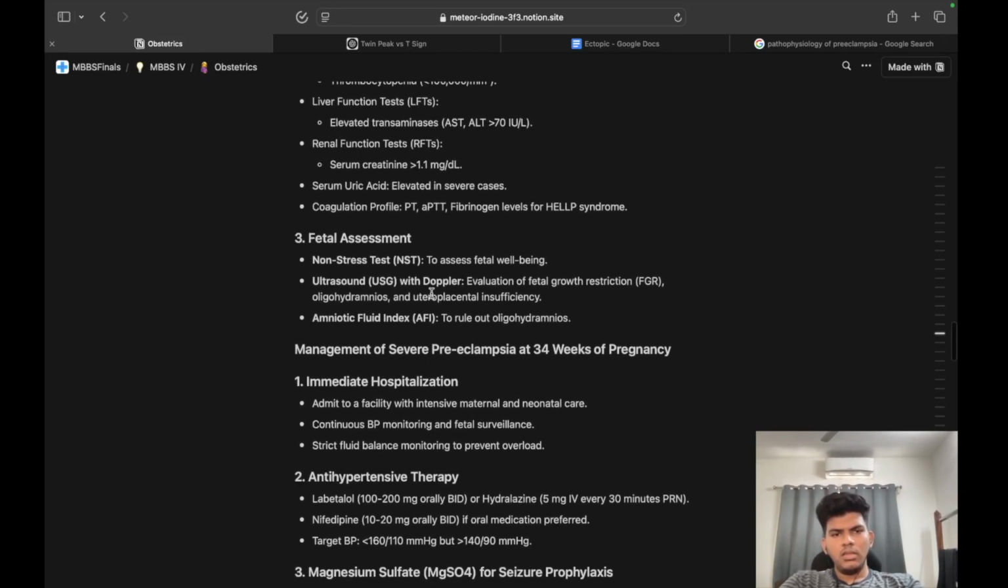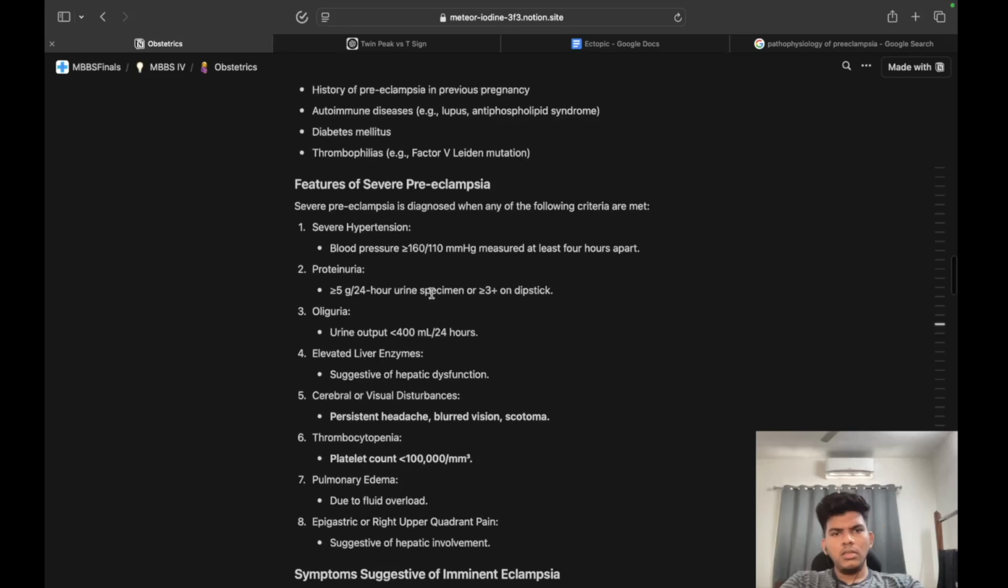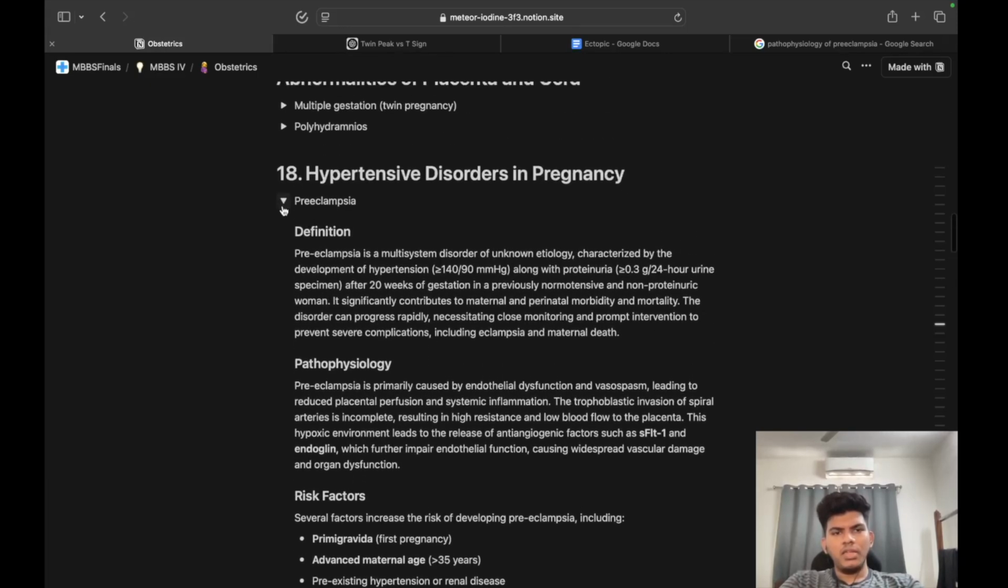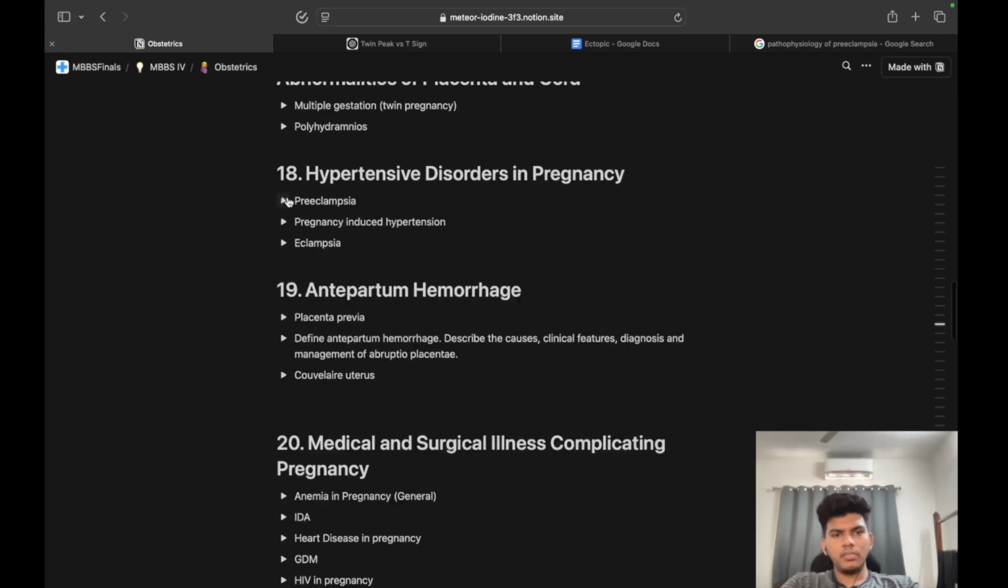So with this we are clear with preeclampsia, which is a very important topic which could come along with this as a 10 marker.